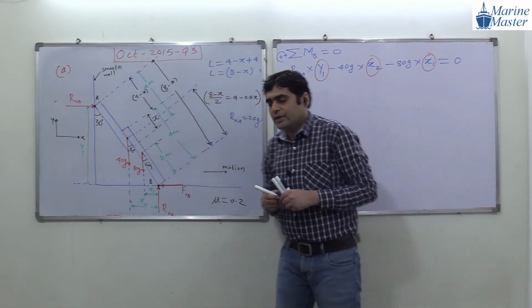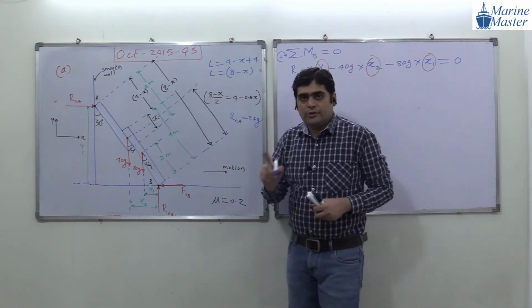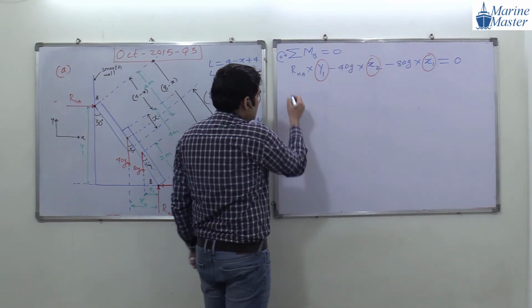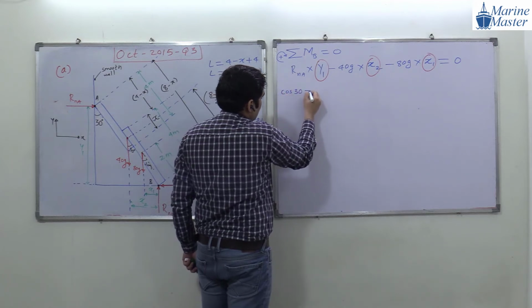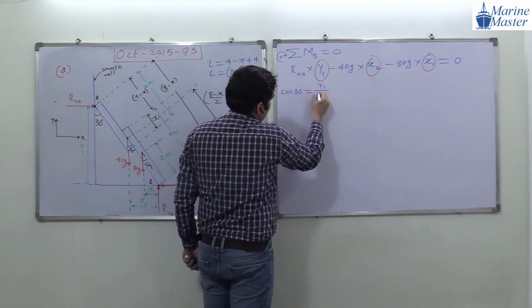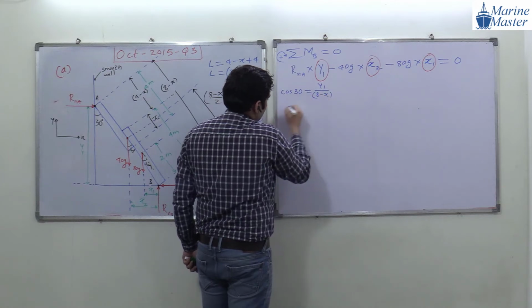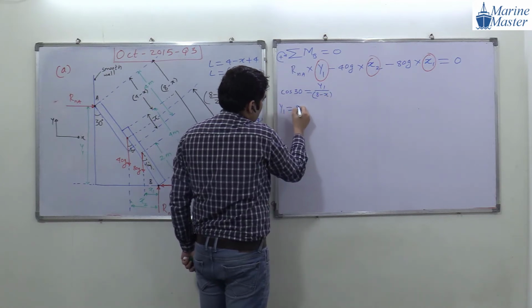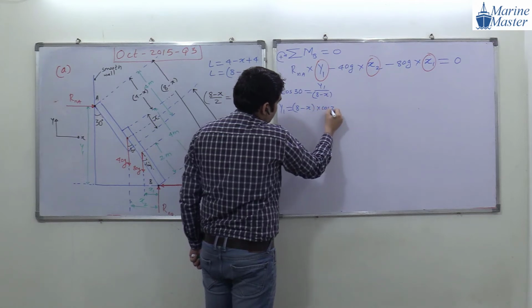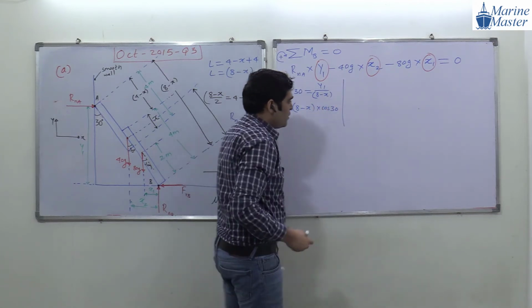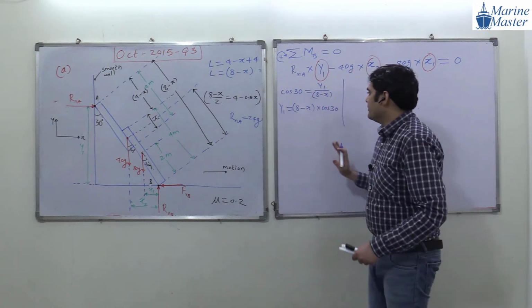Cos. So cos 30 is equal to y1 divided by 8 minus x. So y1 will be equal to 8 minus x into cos 30. Try to observe the things here. So we got y1.